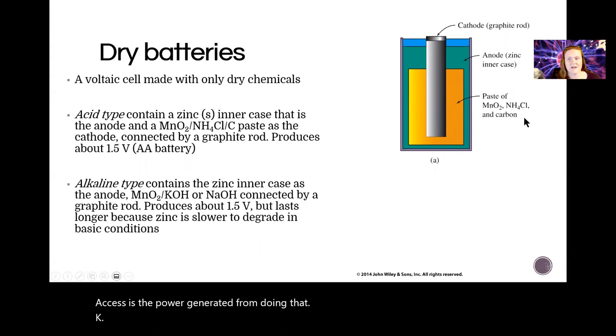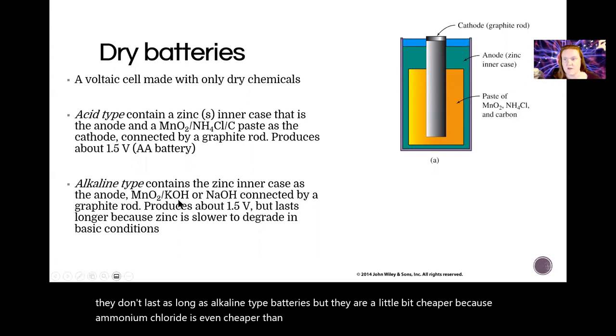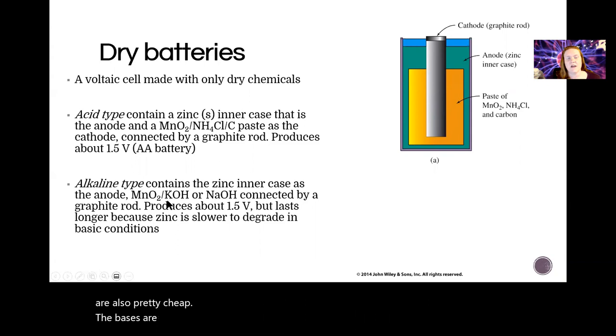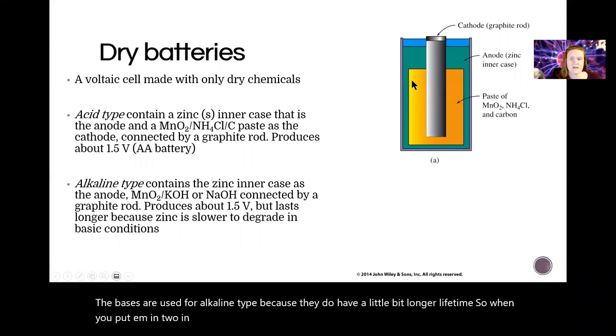That's called an acid type battery because of course we know ammonium chloride is an acid. They don't last as long as alkaline type batteries, but they are a little bit cheaper because ammonium chloride is even cheaper than sodium hydroxide or potassium hydroxide, which are also pretty cheap. The bases are used for alkaline type because they do have a little bit longer lifetime. When you put MnO2 and carbon in an acidic solution, it tends to degrade faster than it would in a basic solution.